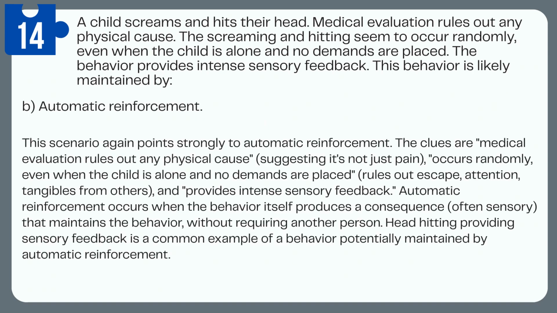Answer: B. Automatic reinforcement. This scenario again points strongly to automatic reinforcement. The clues are: medical evaluation rules out any physical cause, suggesting it's not just pain; it occurs randomly, even when the child is alone and no demands are placed, which rules out escape, attention, and tangibles from others; and it provides intense sensory feedback. Automatic reinforcement occurs when the behavior itself produces a consequence, often sensory, that maintains the behavior without requiring another person. Head hitting providing sensory feedback is a common example of a behavior potentially maintained by automatic reinforcement.